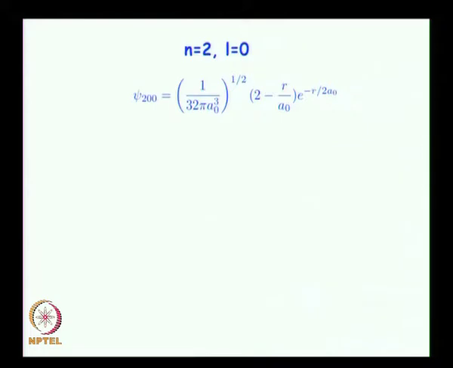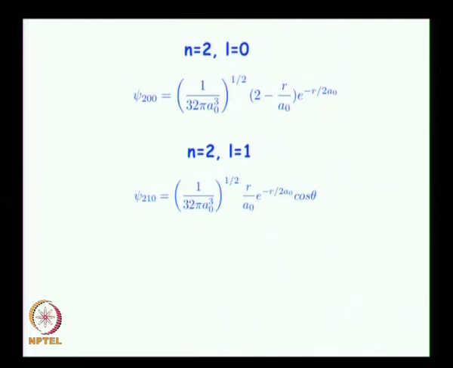This function we have already discussed. When n is equal to 2 and L equal to 1, you can have the function psi 210, and what do you find? You find that there is this radial part of the function which is written here. There is the radial part, there is also the angular part, and interestingly this time the angular part is not a constant. Earlier it was 1 by square root of 4 pi, but here the angular part has the term cosine of theta.